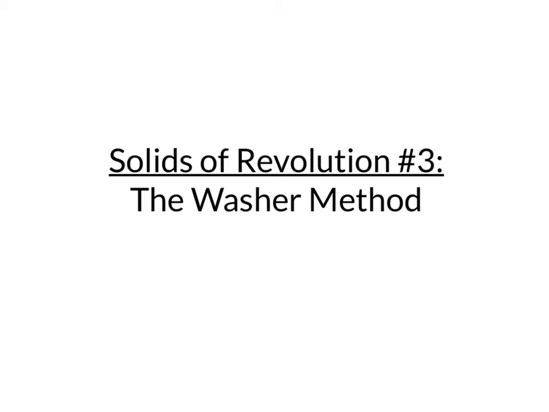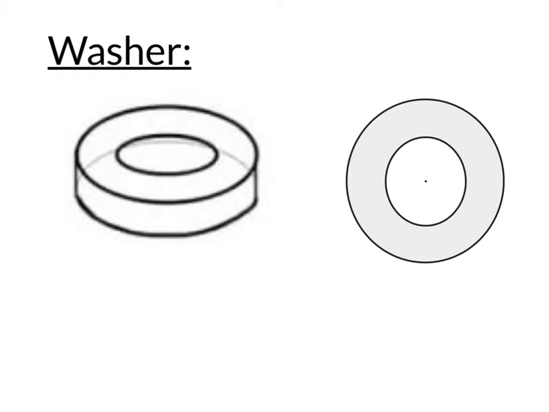I want to show you another method for finding the volume of a solid of revolution. It's called the washer method. First of all, when we're talking about a washer, that is a disc that has a hole running through the middle of it. To find its volume, we do that in the same way we do every other cylindrical solid, and that is by finding the area of the base and multiplying it by the height.